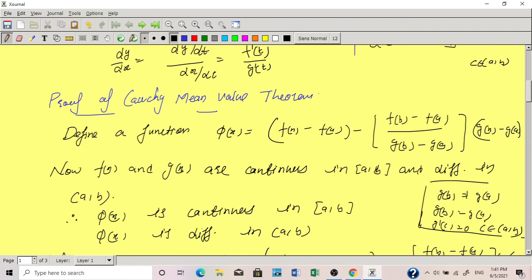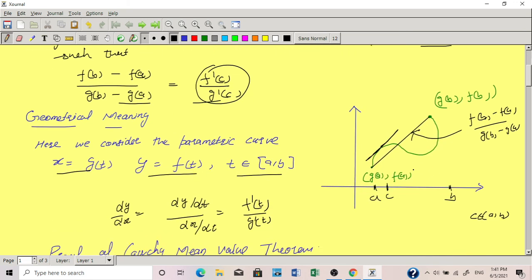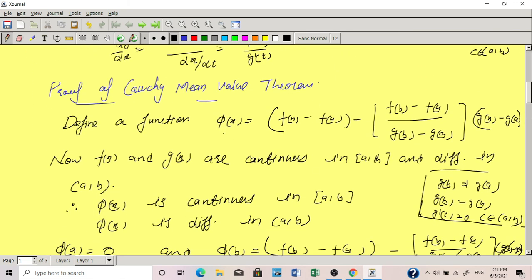But हम ये लेके चले हैं Cauchy mean value theorem में कि g prime x does not vanish, means the derivative of g is not equal to 0 for any point c belongs to open interval AB. So यहाँ पे ये फंक्शन वेल डिफाइंड है. Why? Because g of b cannot be equal to g of a.